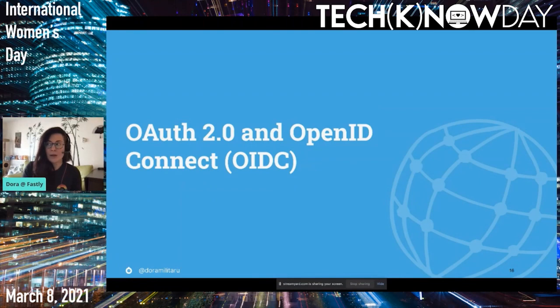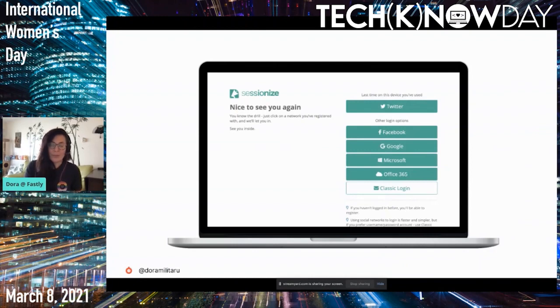Cool. Without further ado, I'm going to jump straight in. The mature standards I'd like to talk about today are OAuth and OpenID Connect, OIDC. Now, OAuth has been around for many, many years. It started at Twitter. And it's perhaps the most widespread protocol for authentication on the internet today.